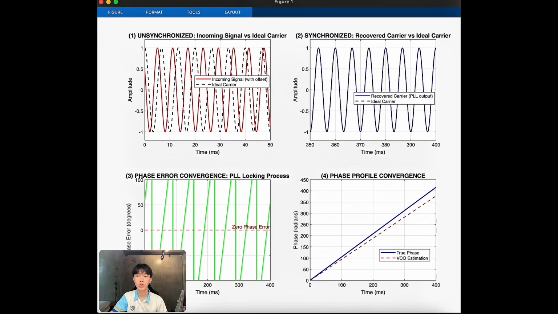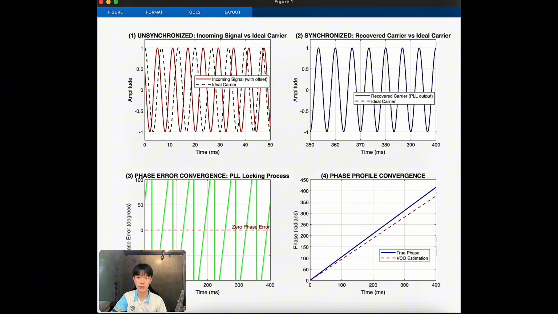Graph 4 shows phase profiles. The blue true phase increases linearly. The red VCO estimated phase catches up and becomes parallel to the blue line. Parallel means equal slopes, and equal slopes mean matched frequencies. This is key evidence of frequency synchronization.